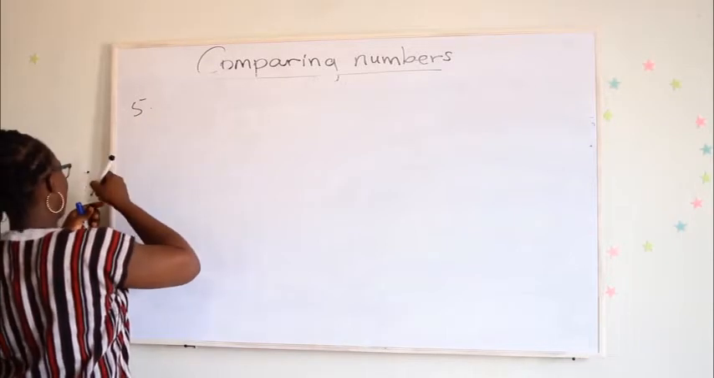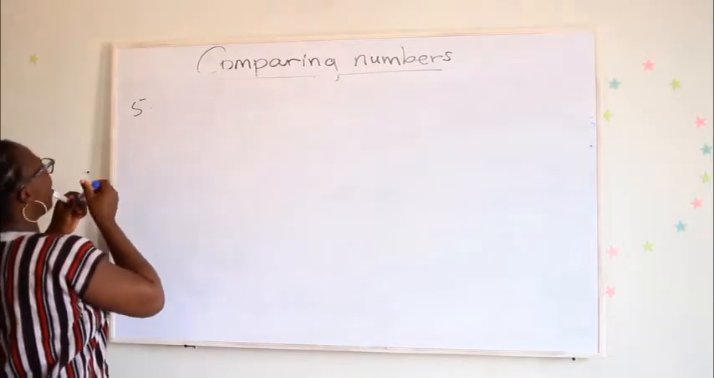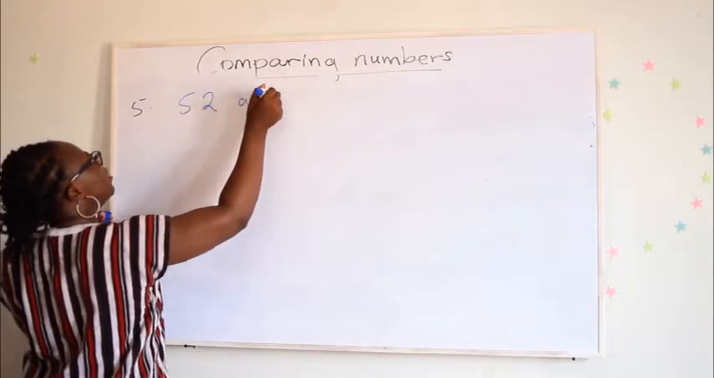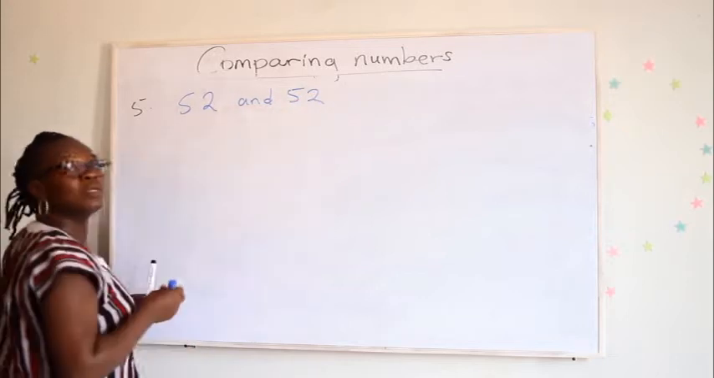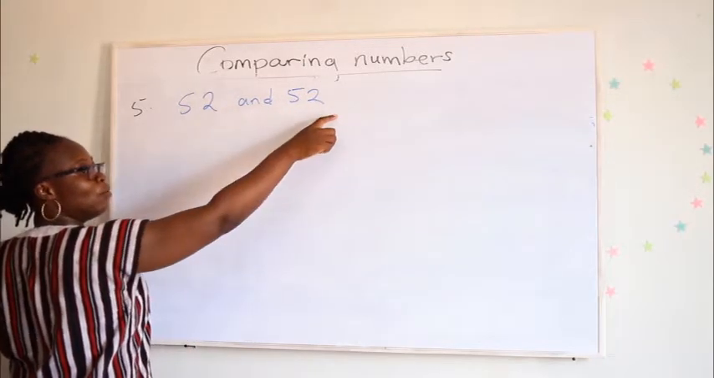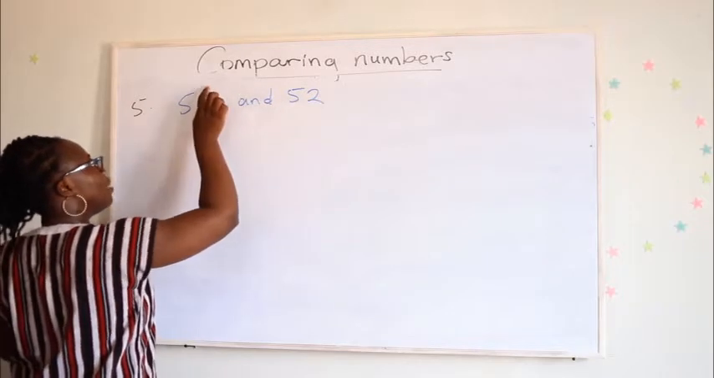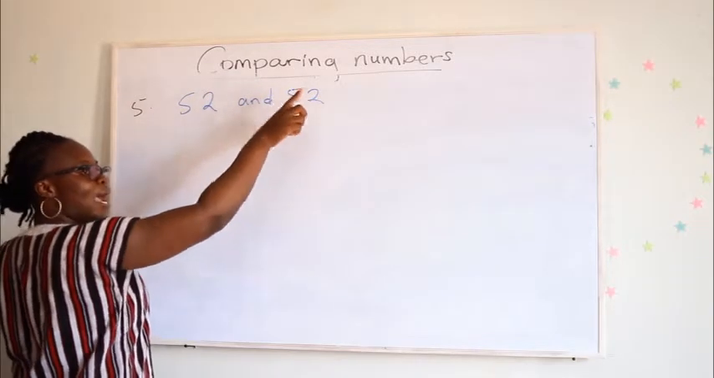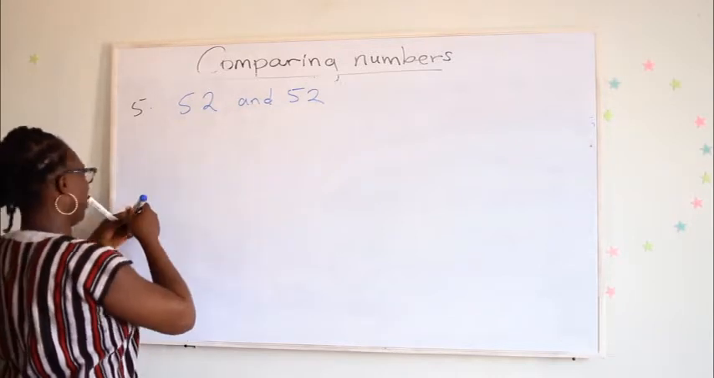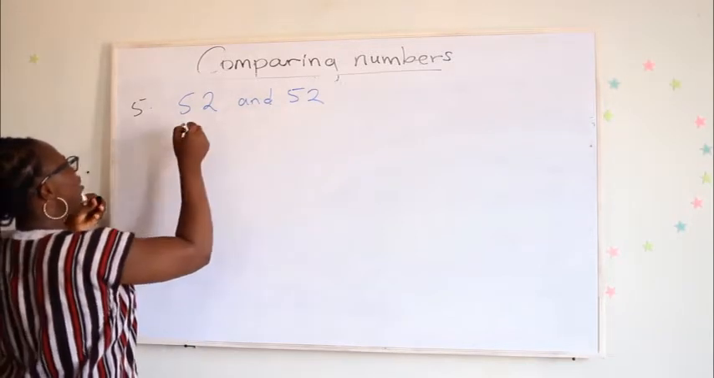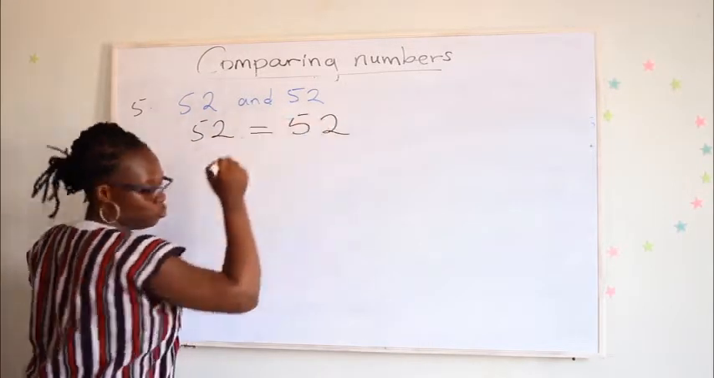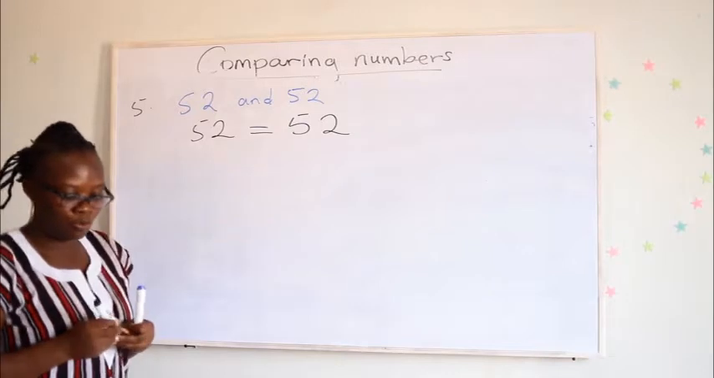So that if I have 52 and 52, you realize that they are what? They are the same. They are equal. Two digits. But the values are what? The same. The value at each place, they are what? Equal. Then I can say that 52 is equal to what? 52.